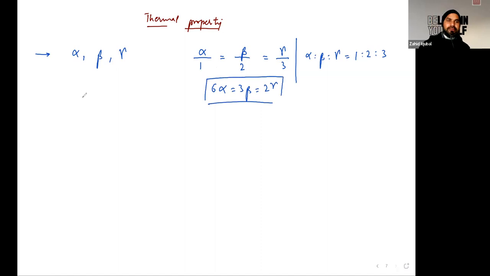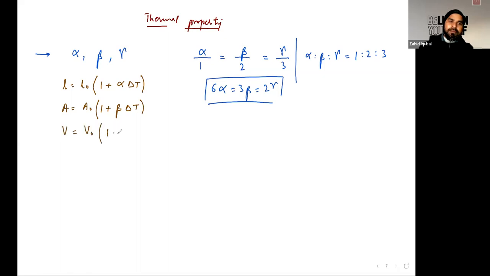Next will be on the basis of expansion. For expansion along length, it will be L naught times 1 plus alpha delta t. For area, it will be A naught times 1 plus beta delta t. And for volume, it will be V naught times 1 plus gamma delta t. And for density, it will be rho naught times 1 minus gamma delta t.